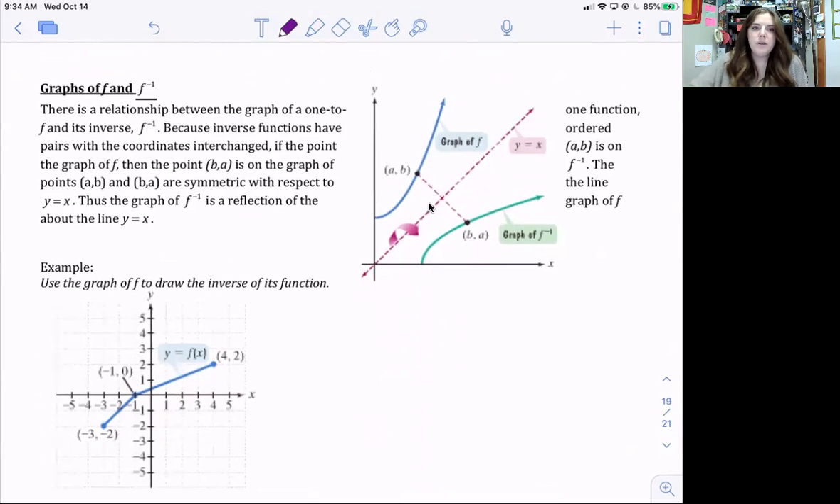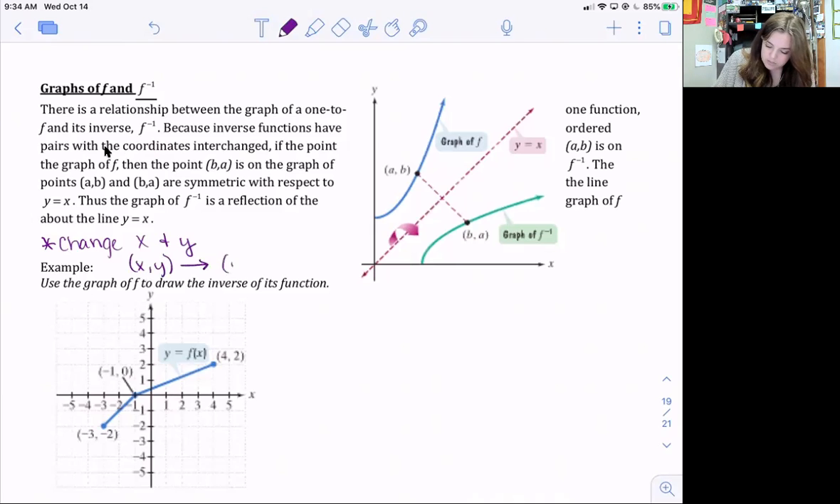All right, so now we're going to look at the graphs of our functions and inverse functions. So there is a relationship between the graph of a one-to-one function and its inverse. Okay, it reflects across the line y equals x. And the easiest thing to do is that we're going to change the ordered pairs. So remember, our second step is that we change x and y. Okay, it's the same idea. So now our ordered pair (x, y) is going to change to be (y, x).